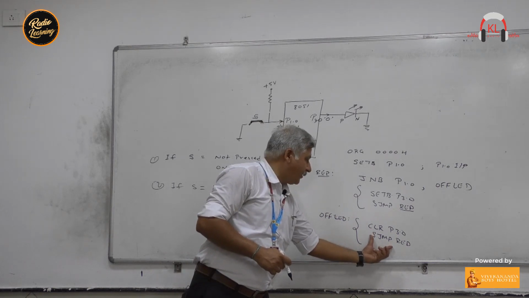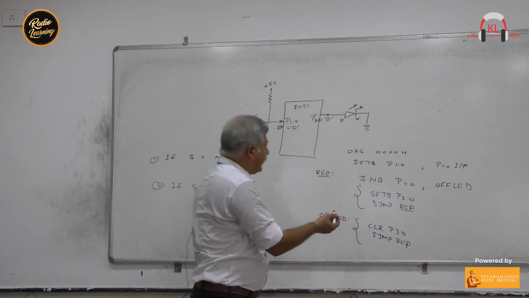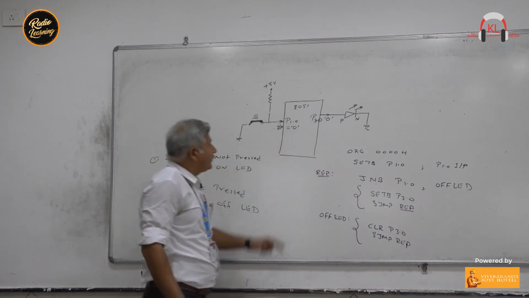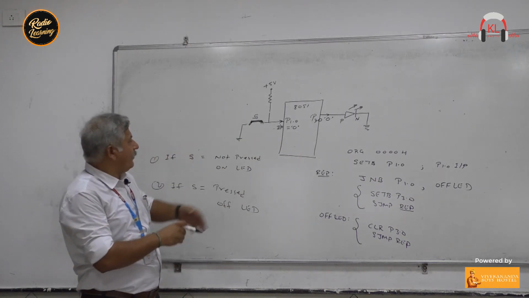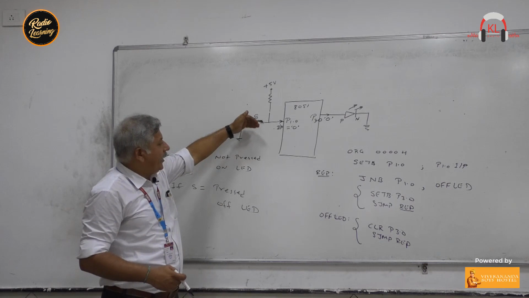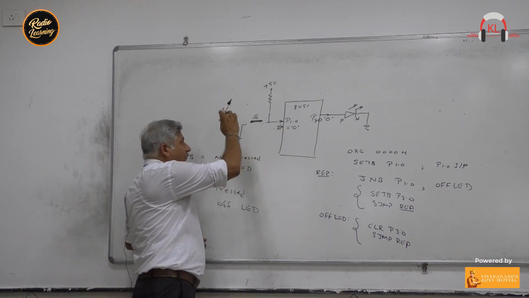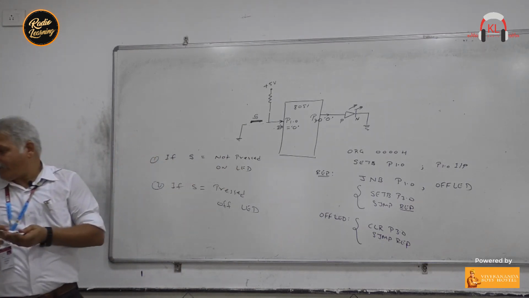This is a short form instruction. S jump REP. Repeat. Go to the label repeat. This is the repeat. Again check what is the value of this switch. So in this way, once you write this program, then continuously whenever you press the switch, LED will become off, and if you release the switch, then LED will be on. Right? This is the application of one program.